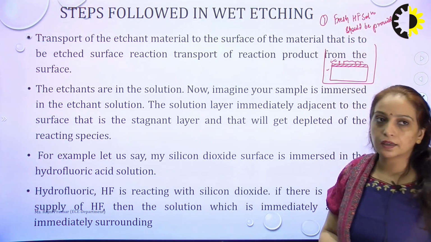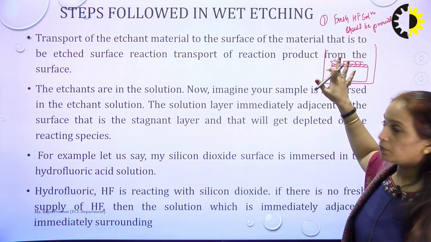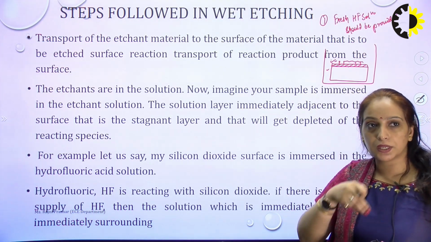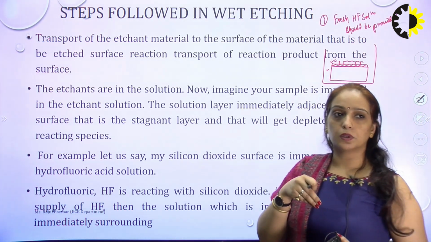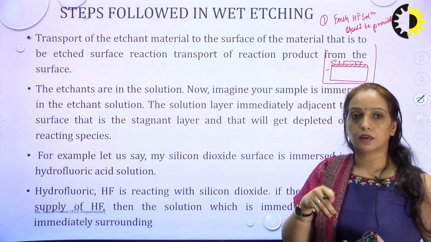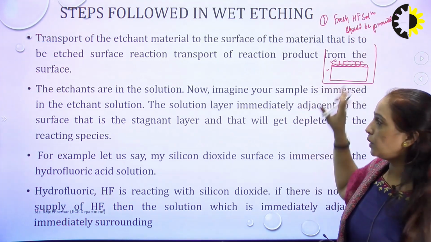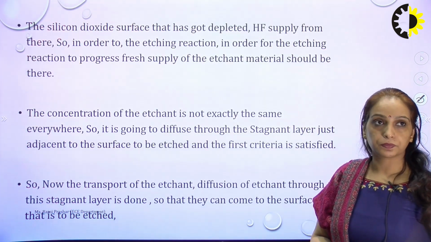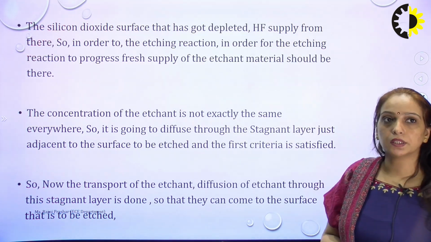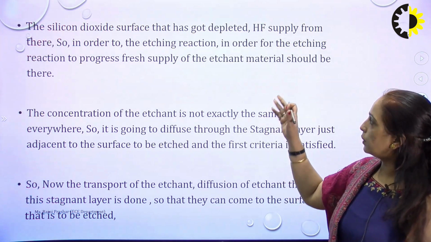Okay, so the first thing is the fresh HF solution should be provided. This solution should not be in the stationary phase. It should be stirred continuously so that we can have the fresh solution. It should be supplied from the outside, and the concentration gradient inside this beaker should remain the same. The silicon dioxide surface that has got depleted needs the HF supply.